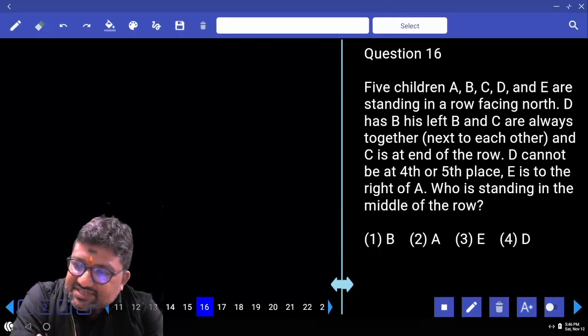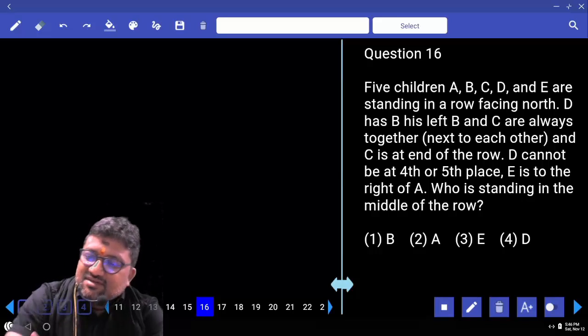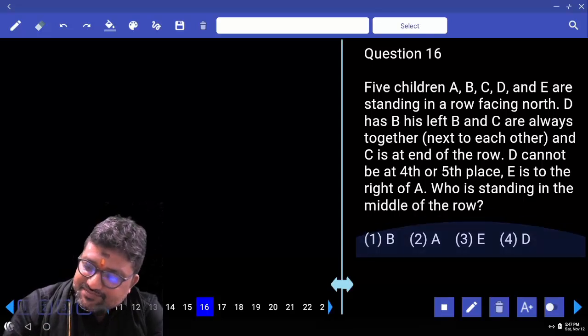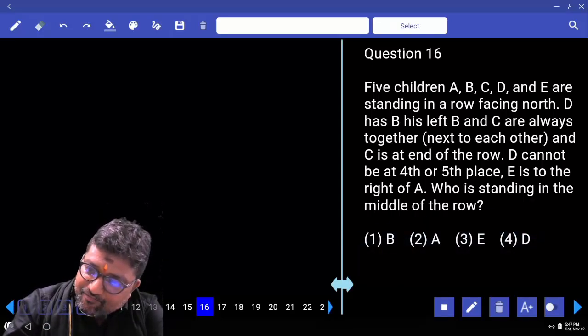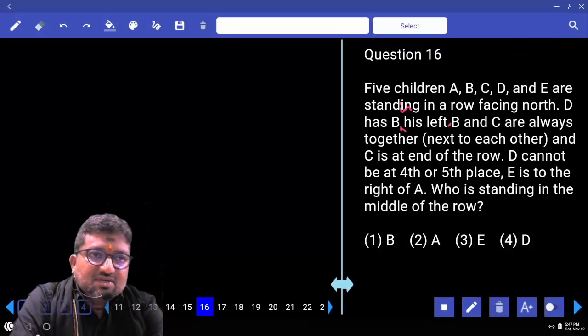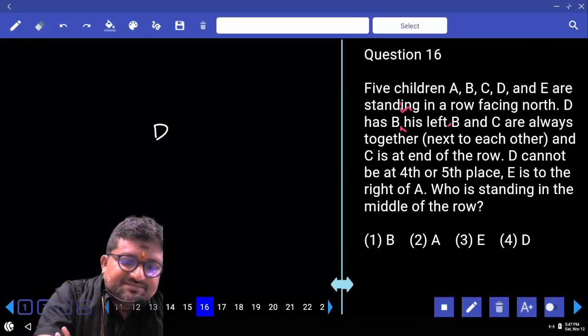5 children A, B, C, D, E are standing in a row facing north. D has B on his left. Make a correction. D has B on his left. So B is to the left of D.